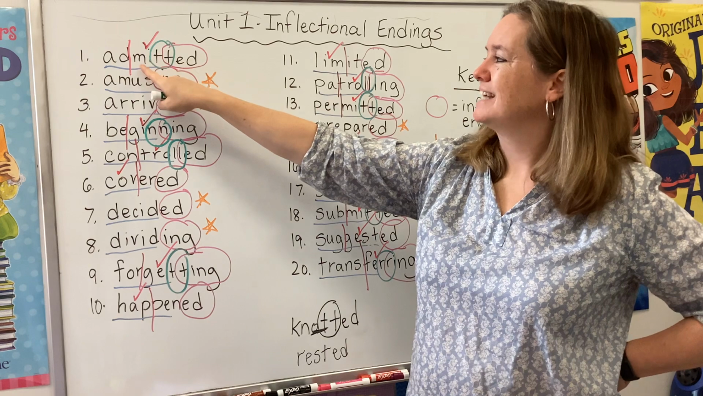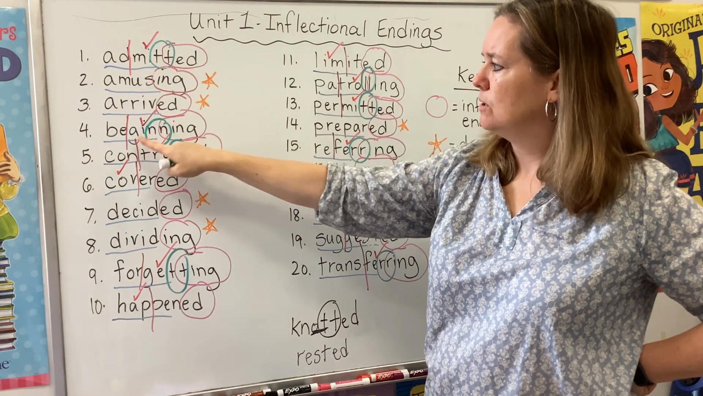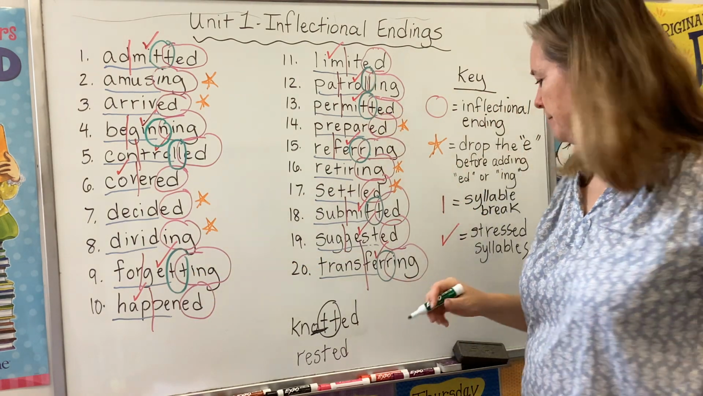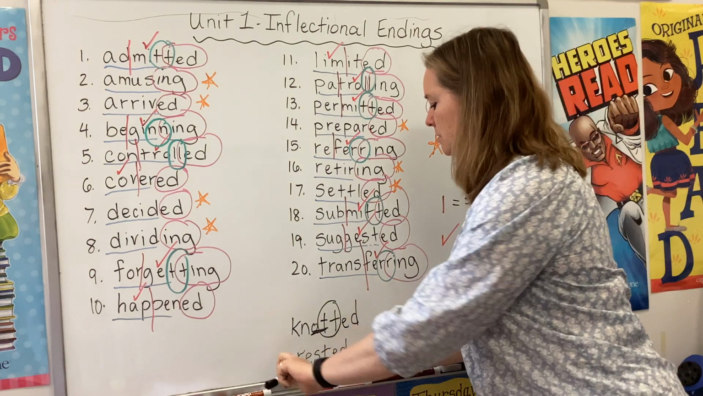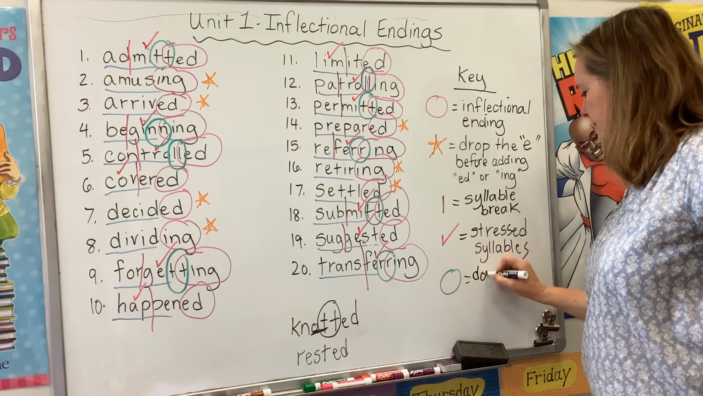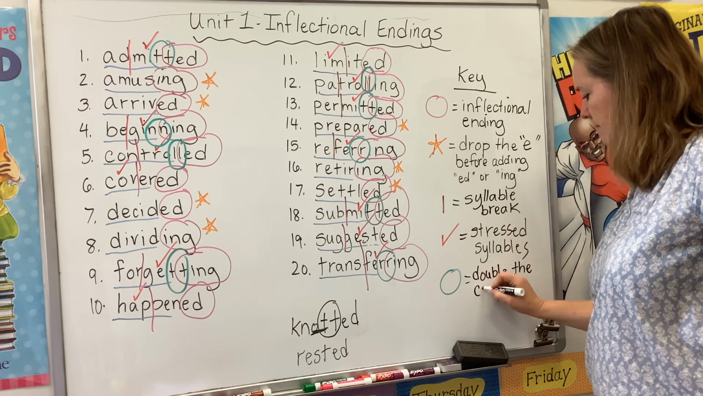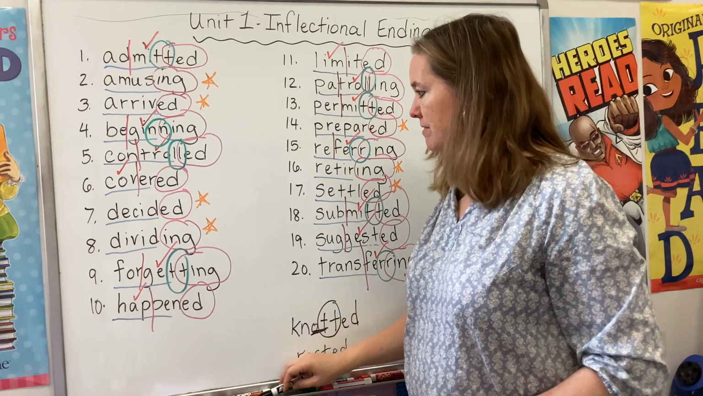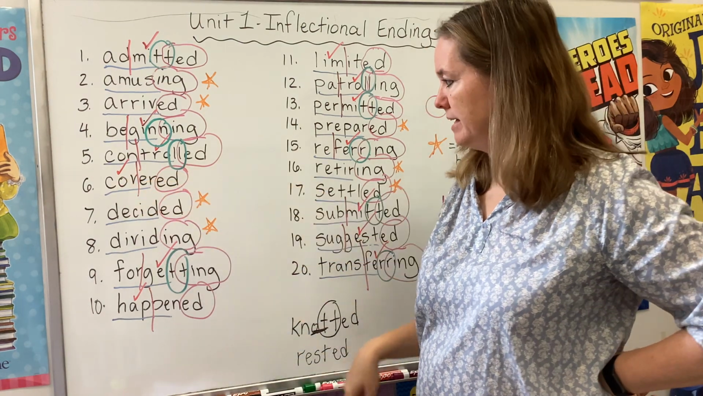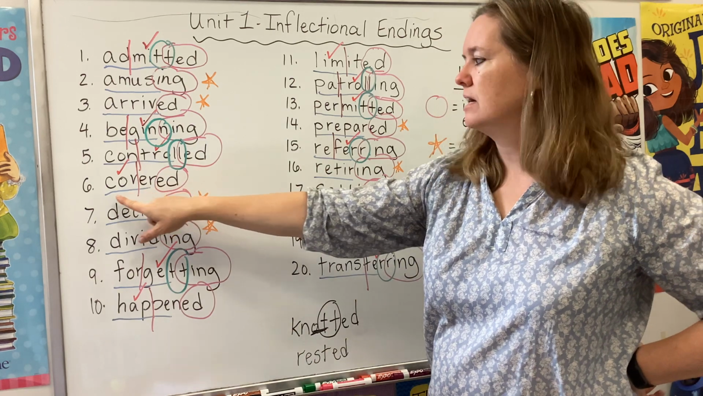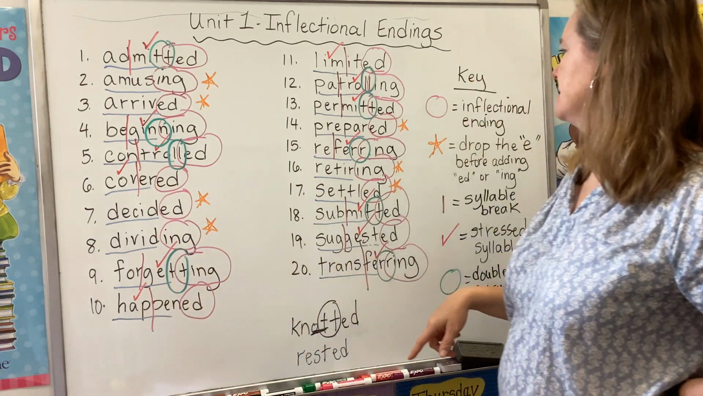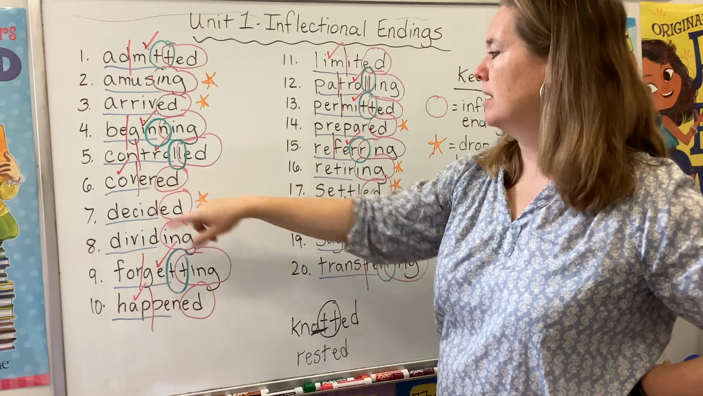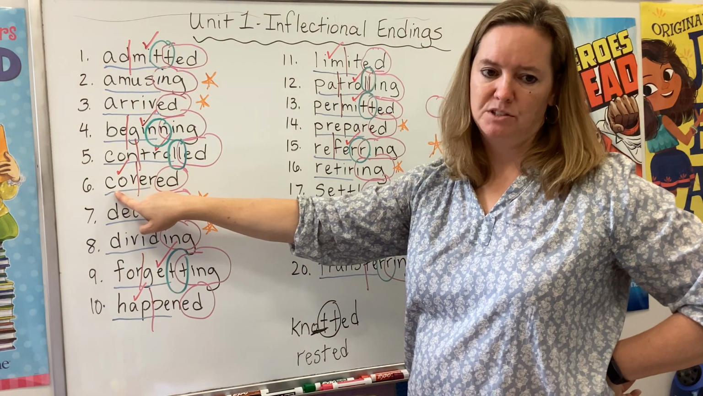Okay? So quickly, just notice, anytime the 2nd syllable was stressed, we had to double the consonant before we added ed or ing. Okay? So here's the rule. Double the consonant before adding your ending. However, if the 1st syllable is stressed, you don't have to do anything. Covered, happened, limited. Notice I didn't double my T, my N, my R because it was the 1st syllable that was stressed.